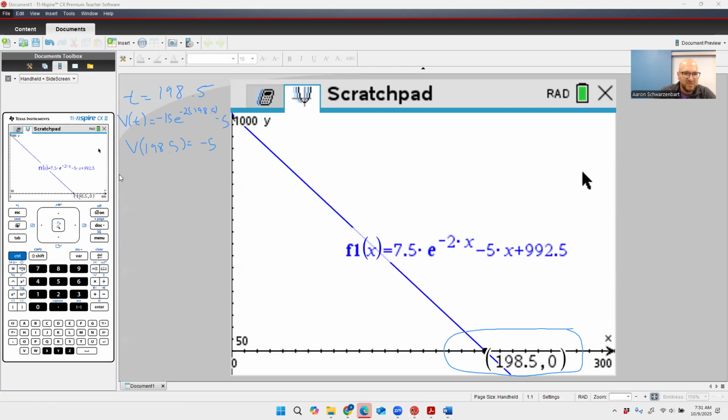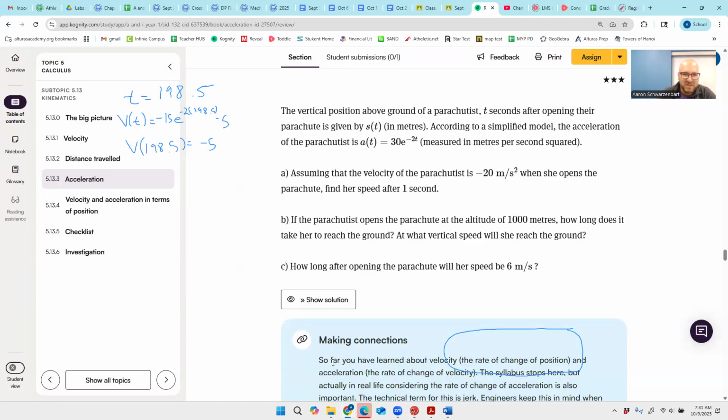All right, last one. The last question asks us, when will it reach 6 meters per second? Since it's down, I'm going to be using -6. If you try to use +6, it's not going to have any solutions. And I will solve by graphing again. For time's sake, I'm not going to show it. I think you can solve by graphing. I get 1.35 seconds.